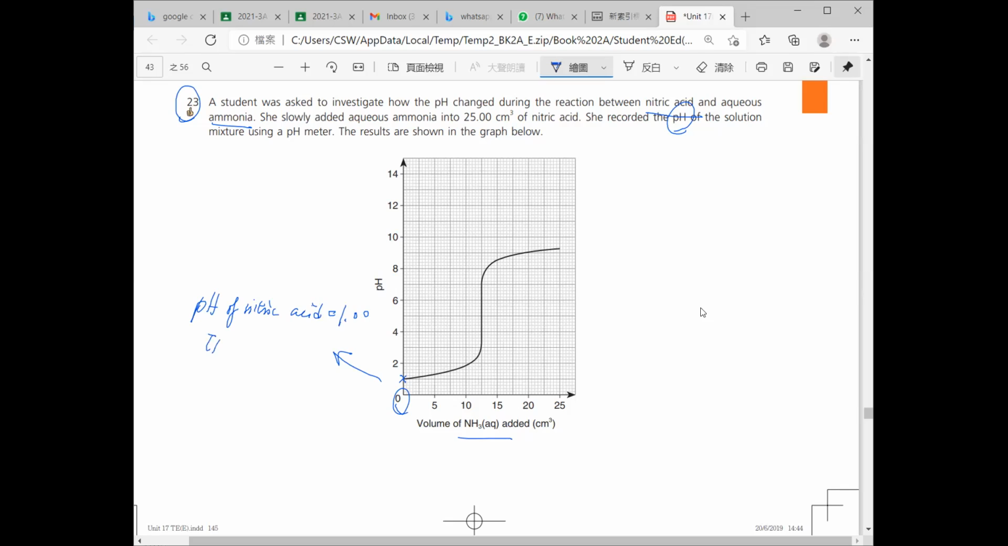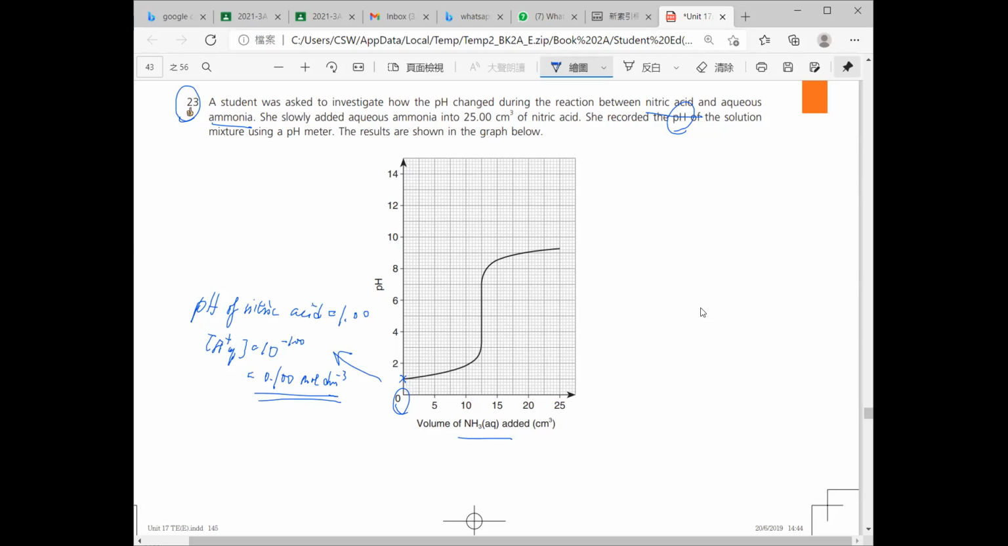So you calculate the hydrogen ion concentration, which is equal to 10 to the power minus pH. 10 to the power minus 1.0 equals 0.100 mole per dm cube. And that is the original molarity of hydrogen ions.